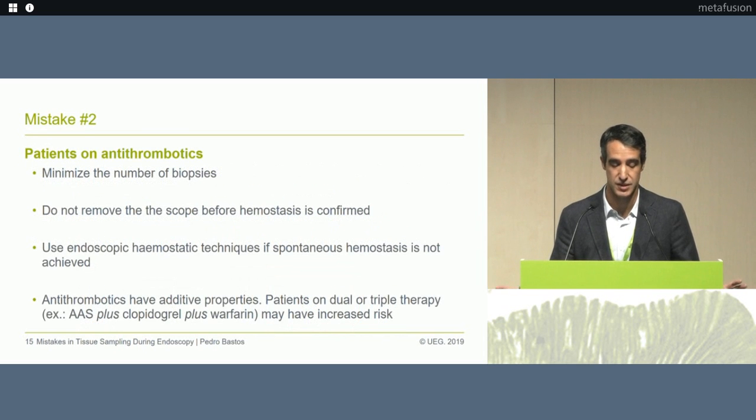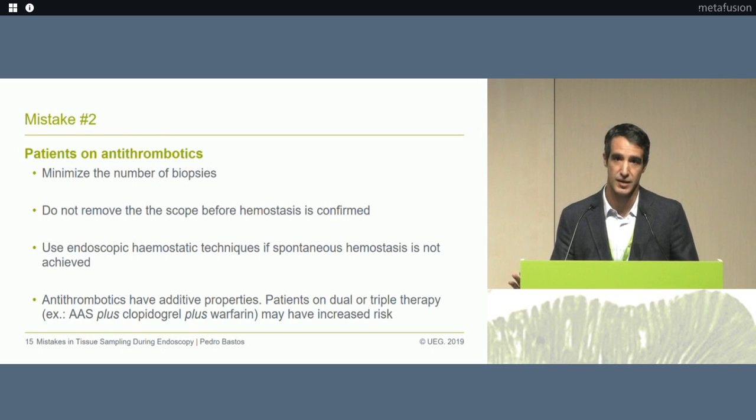Some tips about patients on antithrombotics: we should try to minimize the number of biopsies. We should not remove the scope before everything is nice and quiet, before hemostasis is confirmed. We should use endoscopic hemostatic techniques if spontaneous hemostasis is not achieved, maybe sooner than we would in other cases.